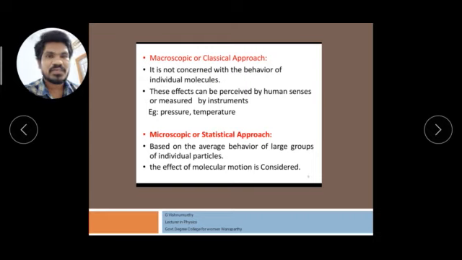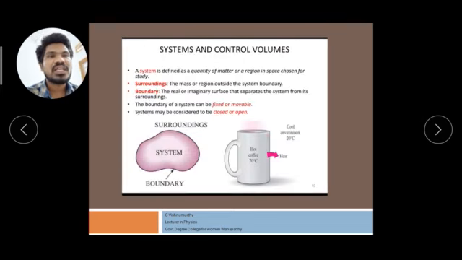Macroscopic, those are macroscopic. And the microscopic or statistical approaches of thermodynamics are based on the average behavior of large groups of individual particles. The effect of molecular motion is considered, for example, for the microscopic properties of thermodynamics. And the system and the control volumes are there. Here you see the total environment of thermodynamics is like this.